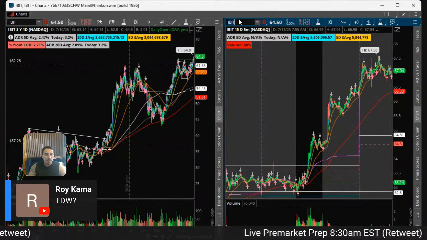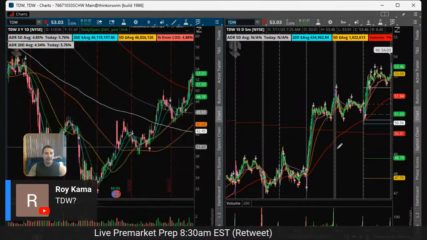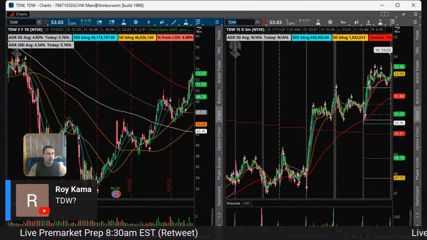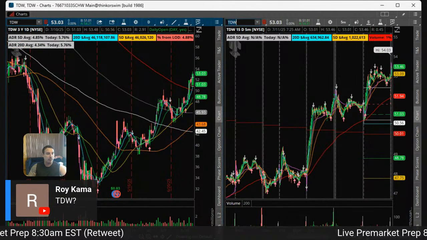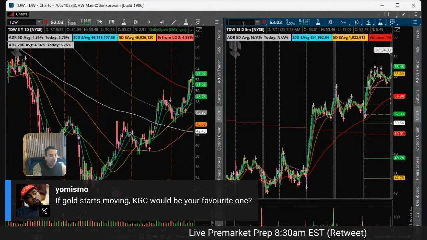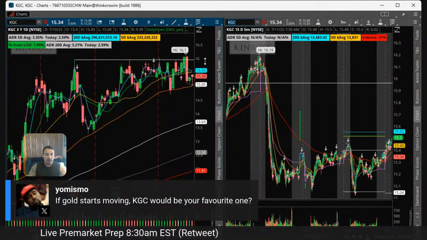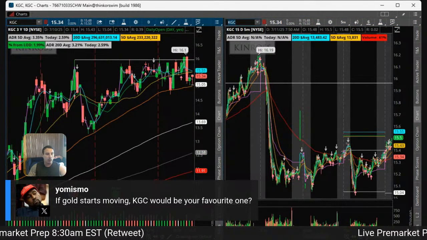TDW, Tidewater. Nah, it just got above its 200 simple moving average. Let it establish itself above. Yeah, if gold keeps moving, yeah, KGC, but it's got a really clean pivot, right? And you see this little pivot at 16 bucks. Above 16 is pretty good. Below 16, leave it alone.